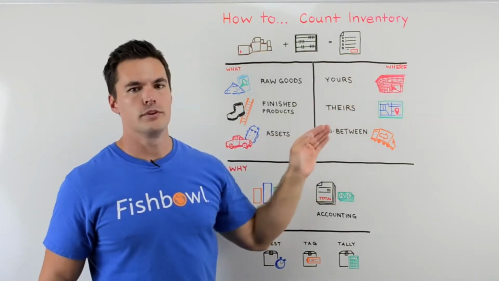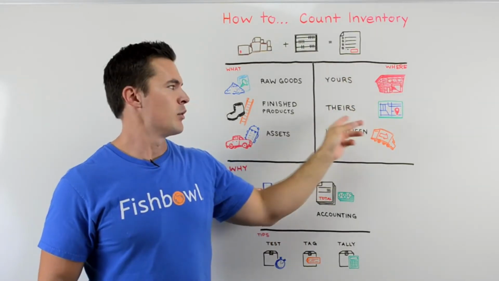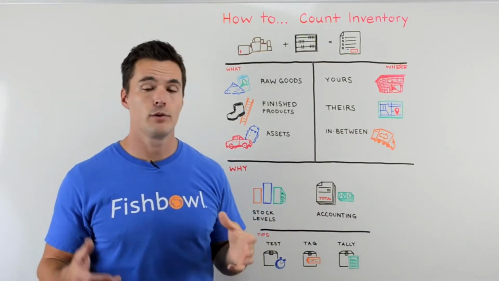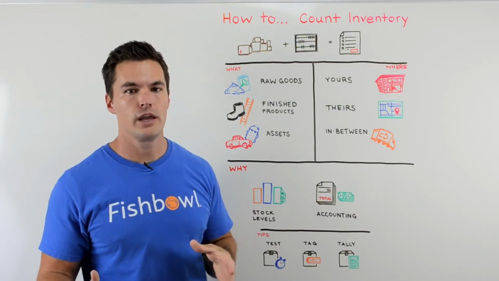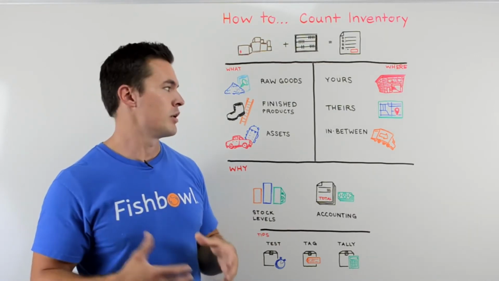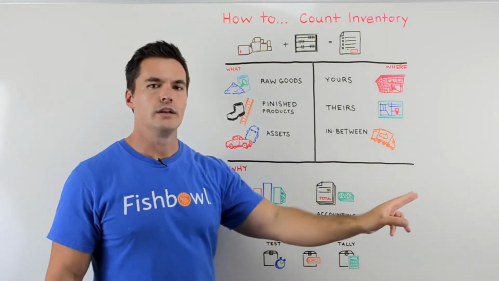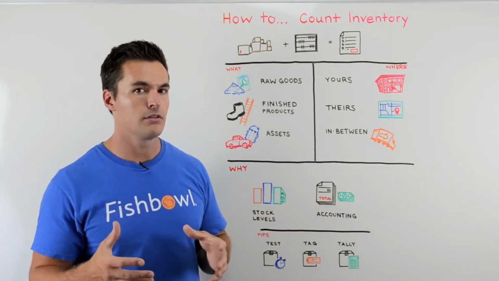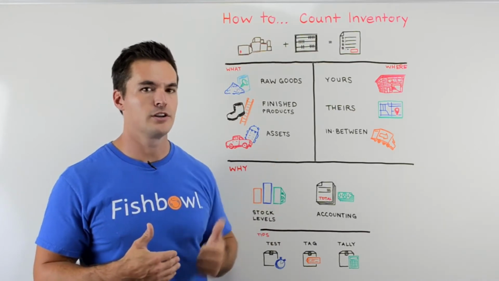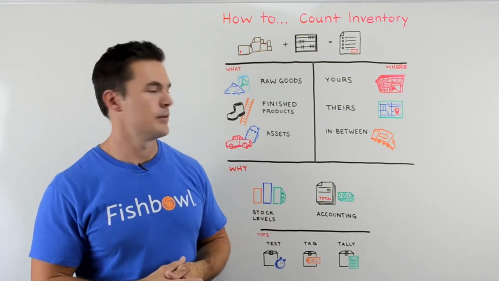Where are we going to perform this? Well, obviously your place, but what about their place? Consider if you have a third party holding on to goods for you, or if you even have another location in another part of the town, another part of the lot, but also the in-between. Do you have items coming in transit? You need to make sure that you're thinking of those, because the second they come in and you've already done your count, you might be goofing up on your numbers.